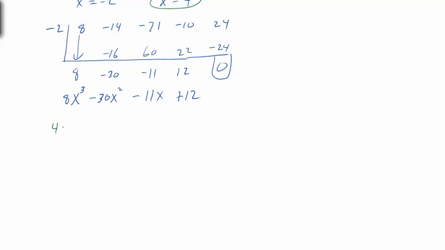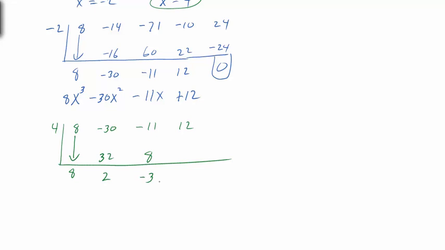So I'm going to bring the 4 out front, and then I'm going to bring down the coefficients of what we have now, 8, negative 30, negative 11, and positive 12. Once again, we bring the first term straight down, so we have our 8. 4 times 8 is 32. Negative 30 and 32 is a positive 2. 4 times 2 is 8. Negative 11 and 8 is a negative 3. And 4 times negative 3 is a negative 12. And again, our remainder is 0.